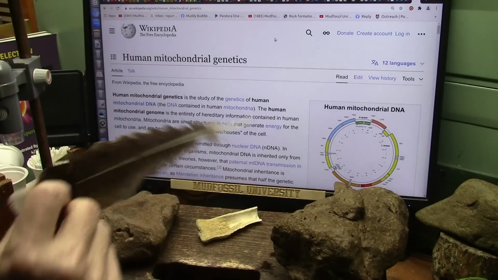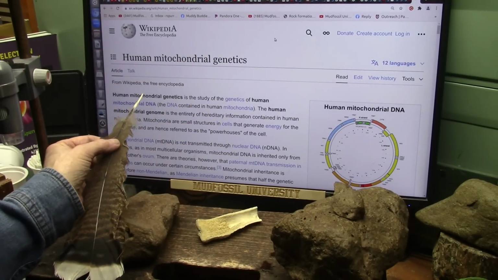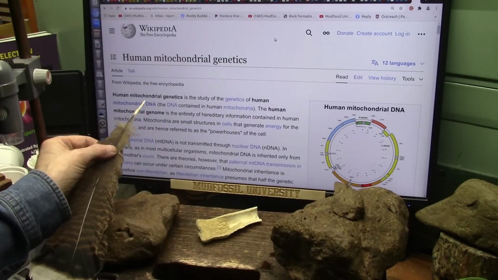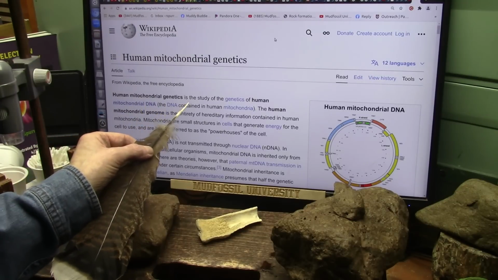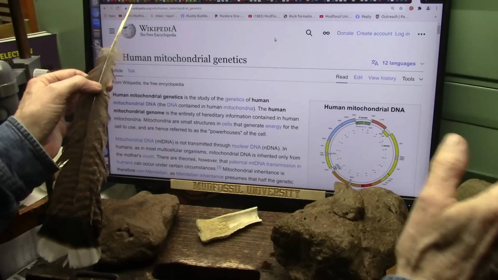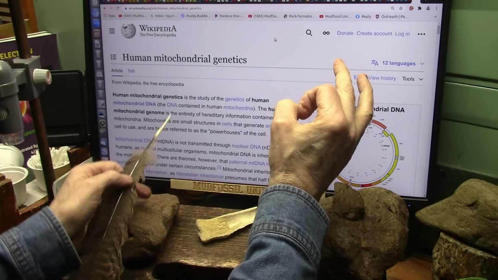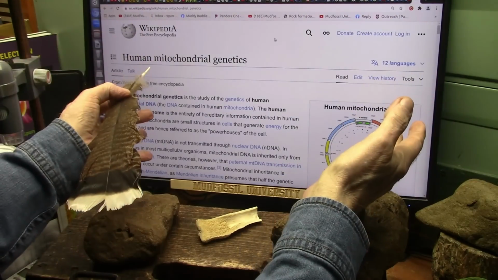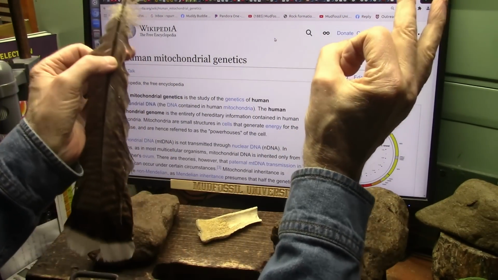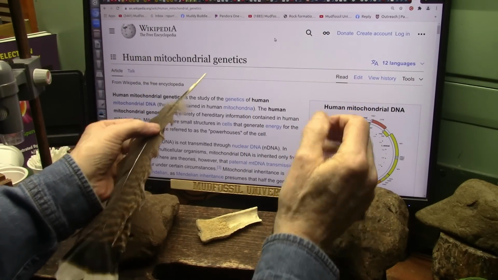Now, just to be certain you understand, there's no question whatsoever. These were humans. Human mitochondrial genetics is the study of the genetics of human mitochondrial DNA. The DNA contained in human mitochondria. Mitochondria is an energy-producing little organelle. And they're inside of cells, and they produce the energy to support the cell. However, they support every single different species with a different type of mitochondrial DNA.